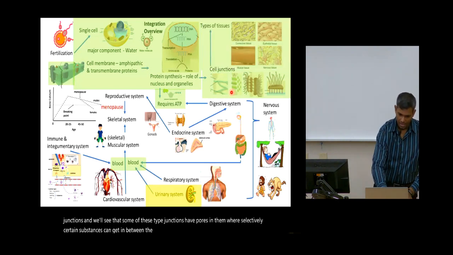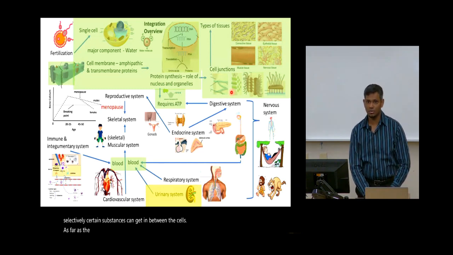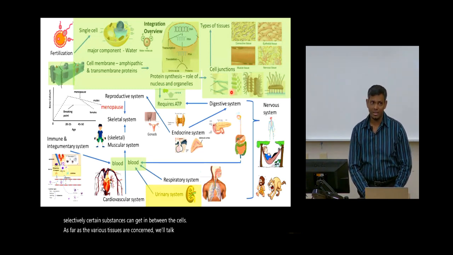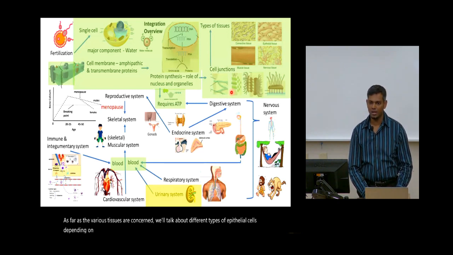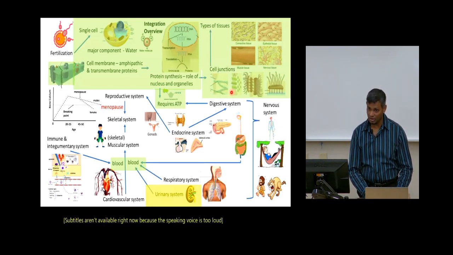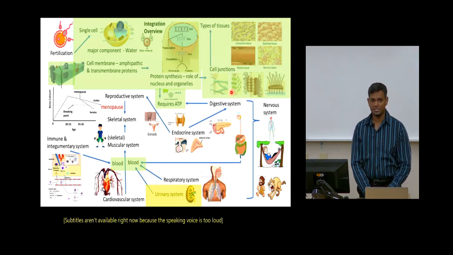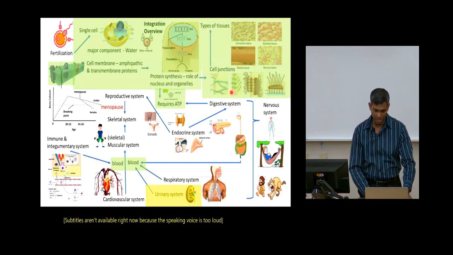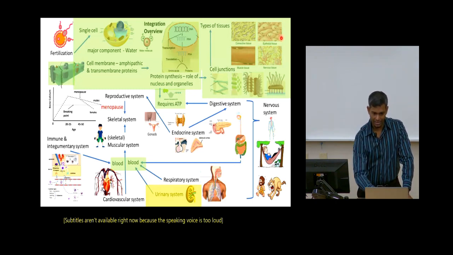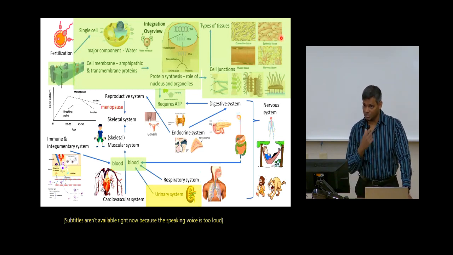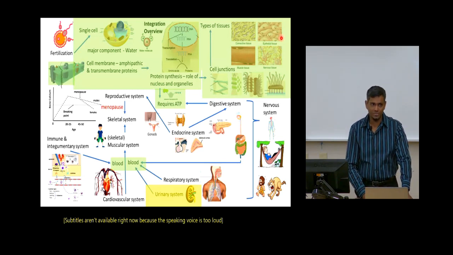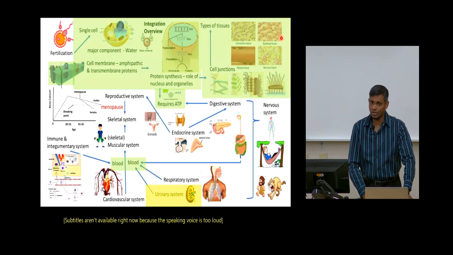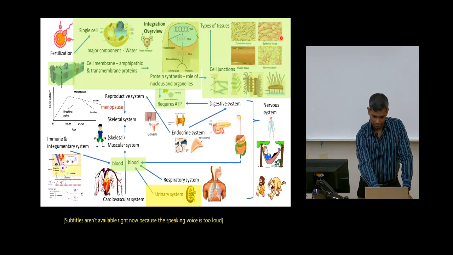As far as the various tissues are concerned, we'll talk about different types of epithelial cells depending on which part of the kidney or the parts of the urinary system you're considering, because different types of cells will mean that there are different types of functions being carried out. We also look at the role of the smooth muscles which are found in the urinary system, and we'll also see where the connective tissue is found as well.